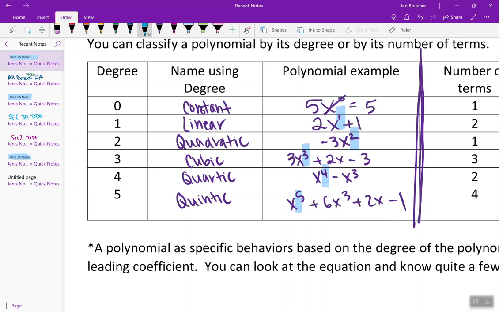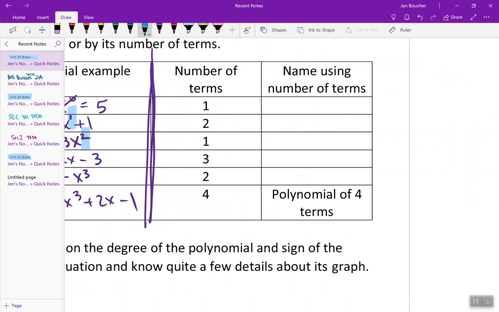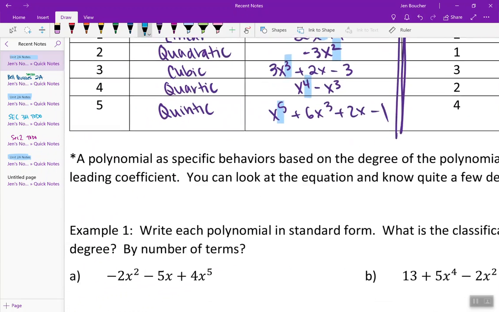You can also classify it by number of terms. It can't have 0 terms because then it's nothing. If it has 1 term, it's called a monomial. If it has 2 terms, it's called a binomial. And 3 terms would be trinomial. Everything past 3, we're just going to call it a polynomial with 4 terms, or just a polynomial is fine. If I give you a problem that can be simplified, you need to simplify it first before naming it. Otherwise, your name will be off.